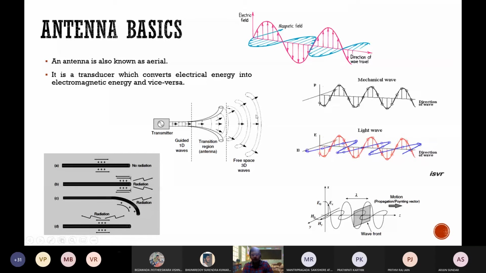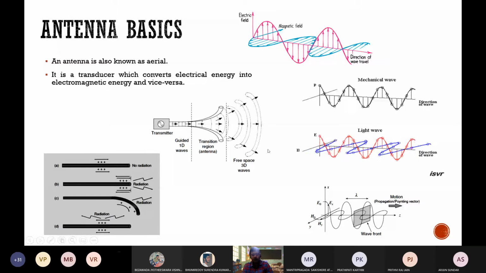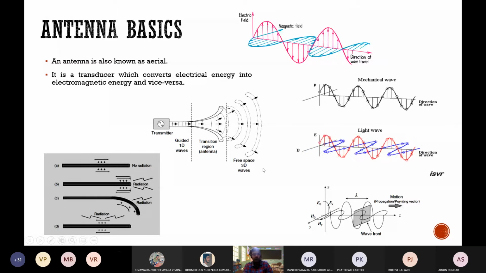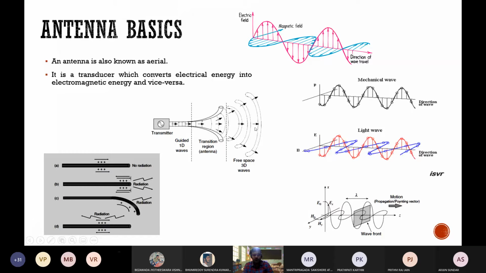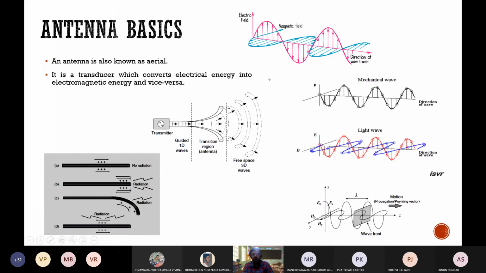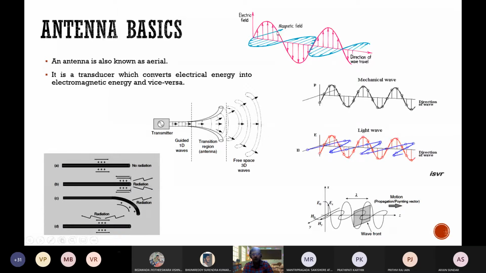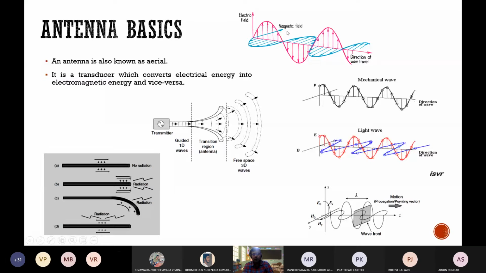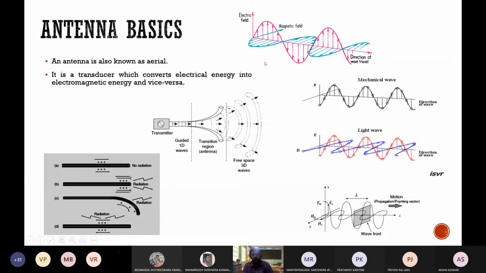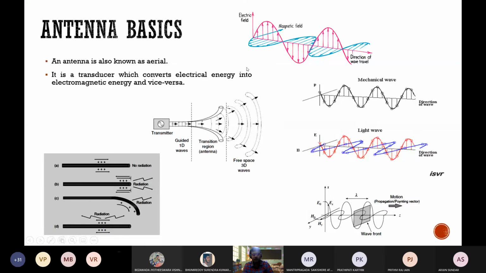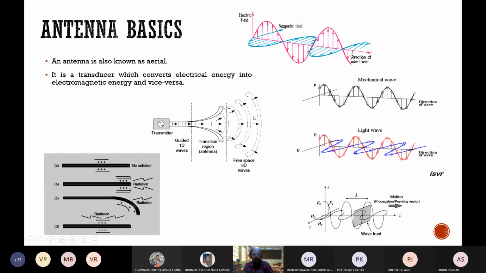So when these free space 3D waves are coming in the medium, generally we assume free space, but there is some atmosphere around us. It is a 3D wave. Why is it a 3D wave? Because there are three components. One is the electric field component, another is the magnetic field component, and it is also varying with respect to time because it's a time varying phenomenon, an electromagnetic wave. Sometimes time is also considered, which becomes the fourth dimension, but here it's only a 3D wave.